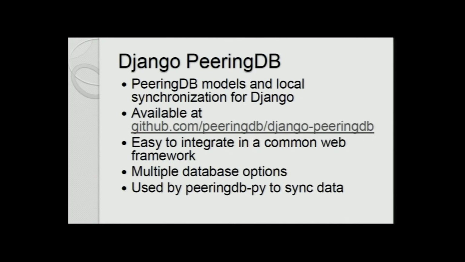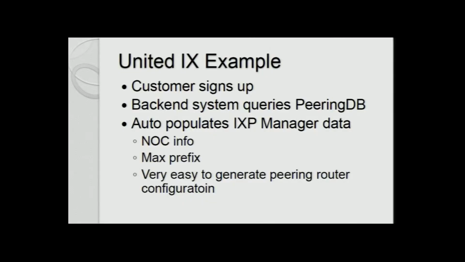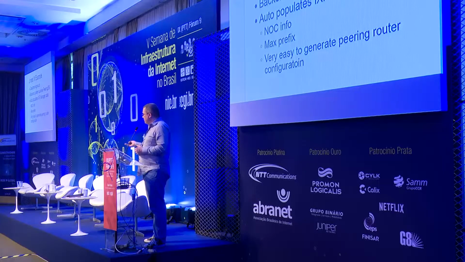There's also a Django module for PeeringDB. This allows you to easily integrate it into a web framework. It also supports multiple database options. And you can use this, for example, as UnitedIX does. My co-author, Matt Griswold, works at UnitedIX. He wrote a completely automatic interface using PeeringDB and Django where a customer signs up, and then the back end queries PeeringDB, pulls the information, auto-populates IXP manager information, and then generates a route server configuration based on that information. It's all done automatically. There's no manual intervention, and it's very easy and simple to do.